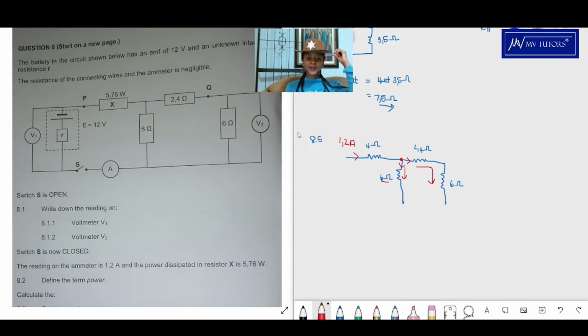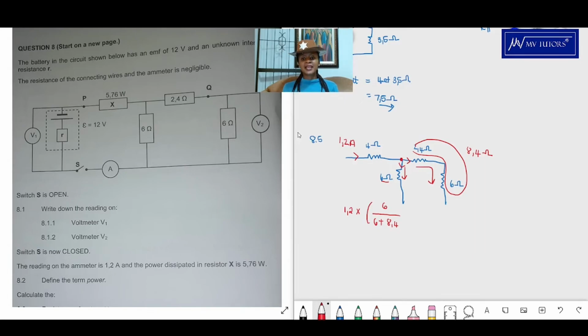So how much goes where? I would want to know the current going through the 6 ohm resistor. So I have 1.2 as it is. I have 6 ohm, and then the sum of this is basically 8,4 ohm. So I have 6 ohm and I have 8,4. That's my total resistance that this current is going to pass through after this intersection. But a portion of it is just 6.